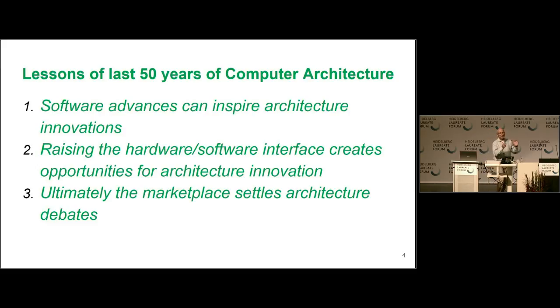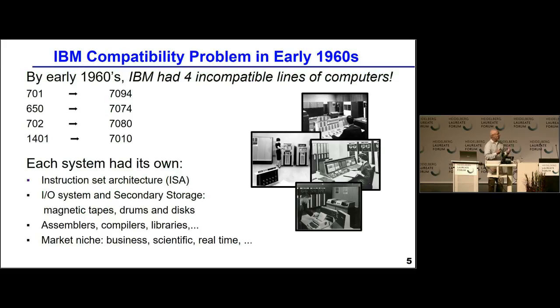So let's go back more than 50 years, and IBM had this problem. They had 4 independent lines of computers. And principally, they had different instruction sets. So what's an instruction set? When the hardware is directed by software, it has a vocabulary. And that vocabulary is what we call an instruction set. So they had 4 independent vocabularies, so they had 4 different software stacks, 4 different market niches, marketing teams on it.